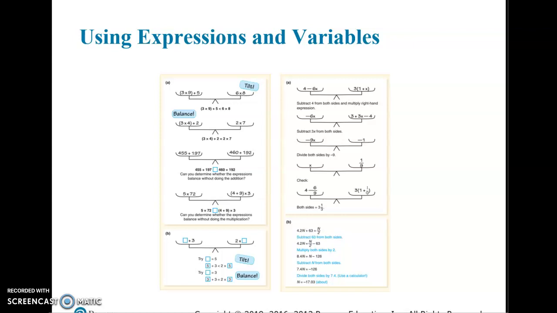Say 3 times 9 plus 5, that's 32. 6 times 8 is 48, so you would use the less than sign.